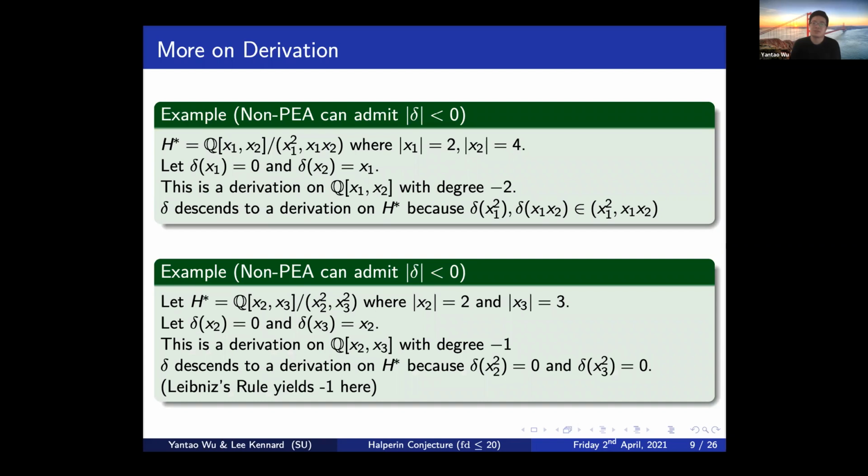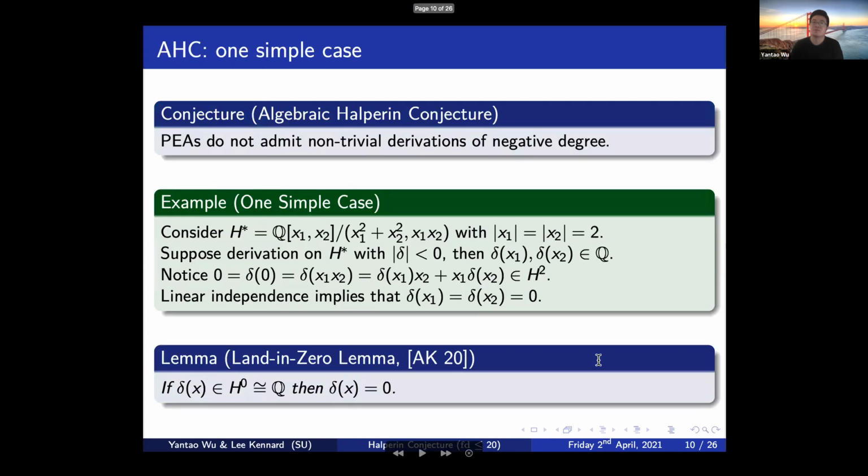So it is natural to ask, what is the remaining situation? If something is positive elliptic algebra, whether or not it can make a derivation with negative degree. And the conjecture says no, a positive elliptic algebra cannot admit a non-trivial derivation with negative degree. So let's work on one of the simple examples here. So consider this positive elliptic algebra, doubly generated with two relations. Here it satisfies regularity, satisfies homogeneity, and even grading.